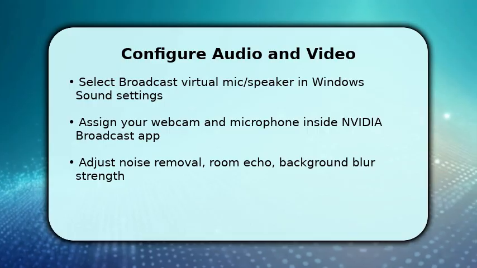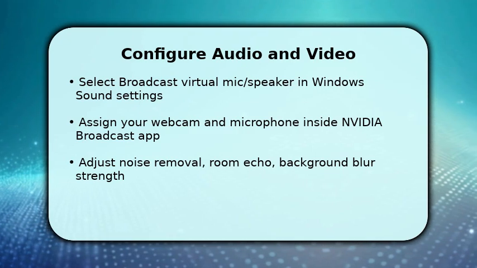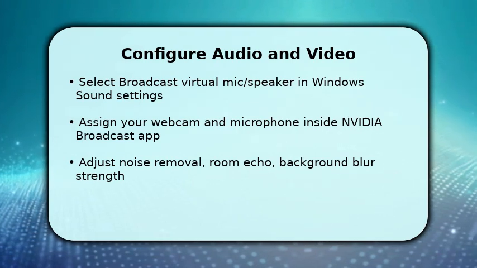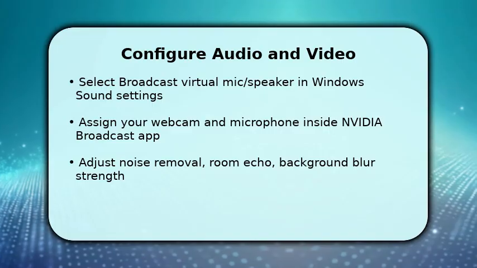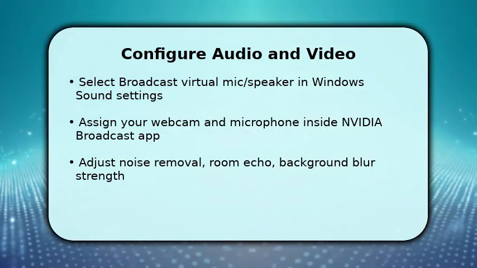For video, choose background blur, replace, or remove and tweak blur strength and edge sensitivity. Make sure to set Windows and your streaming app to use the Broadcast virtual devices. This routes processed audio and video through the pipeline.